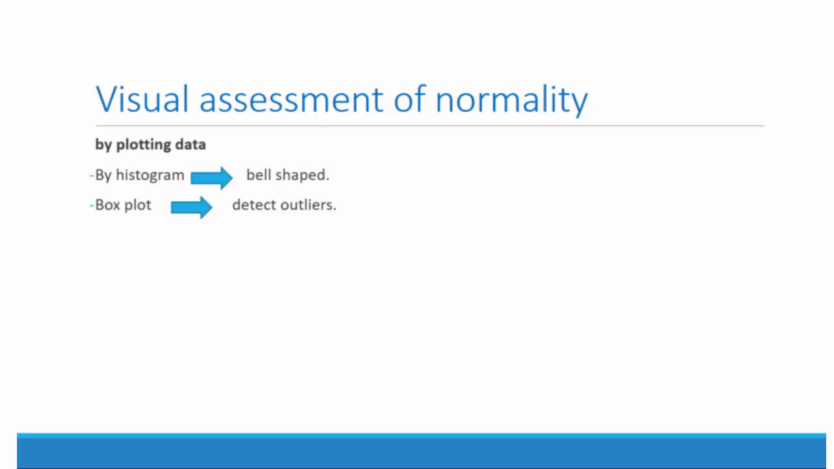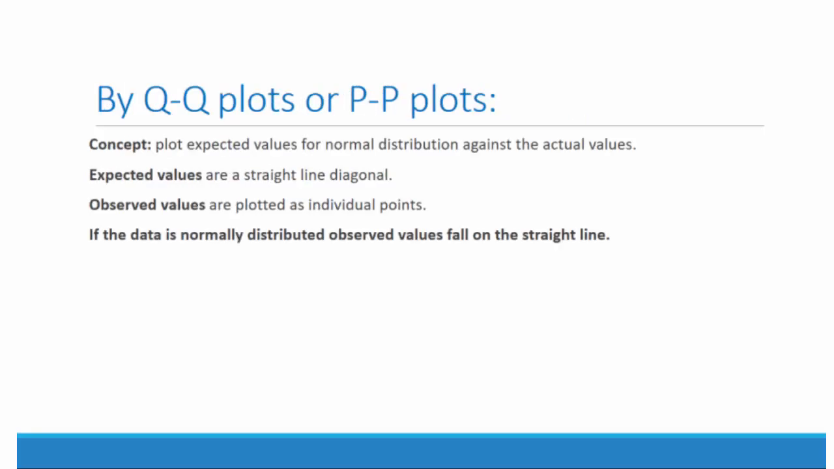For the visual assessment of normality, by plotting the data and checking a histogram, you will see the famous bell-shaped curve. You can also plot a box plot to detect outliers. One limitation of visual assessment is that it is subjective. You can also check normality through QQ plots or PP plots. We will see how to do it in R in a few moments.